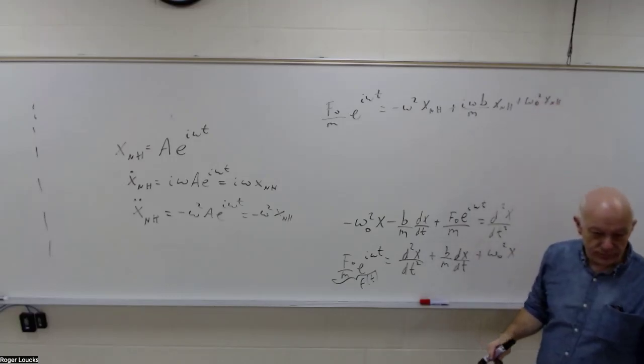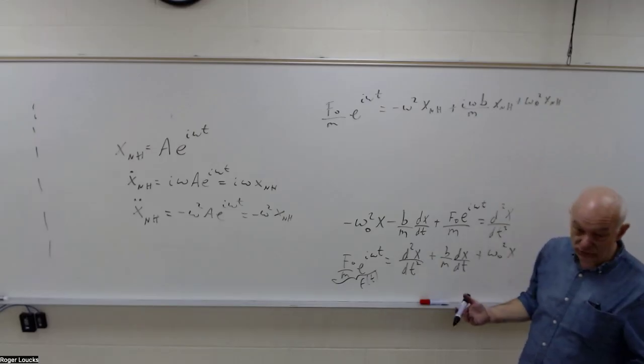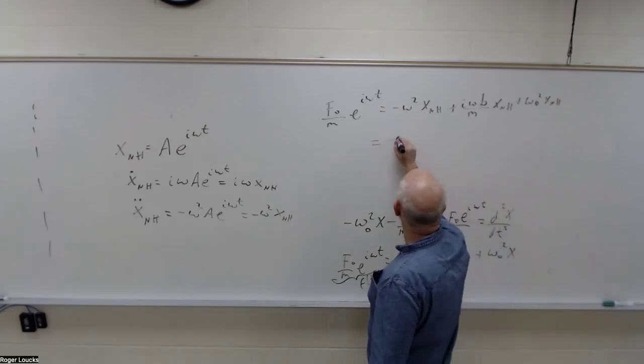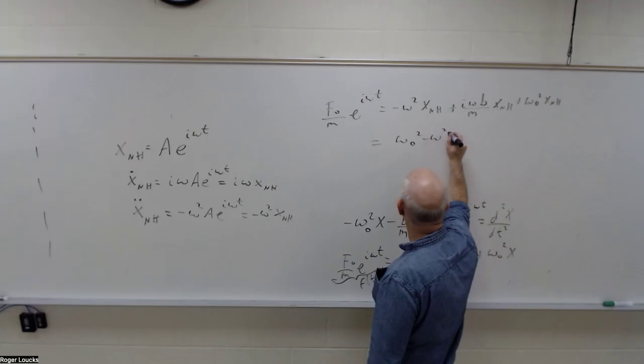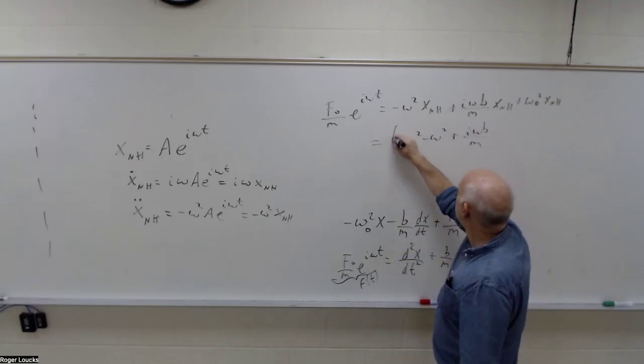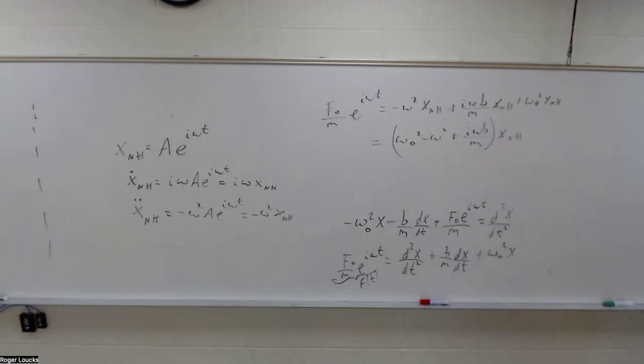Why do we like this? It can be simplified. Yeah, I just pull out my non-homogeneous term and I'm done. So this gives me omega naught squared minus omega squared plus i omega b over m, times x non-homogeneous. And how's that looking?